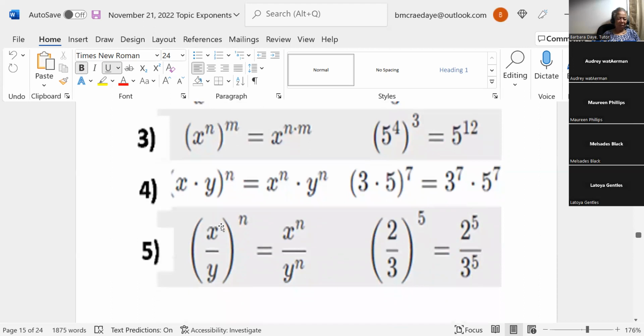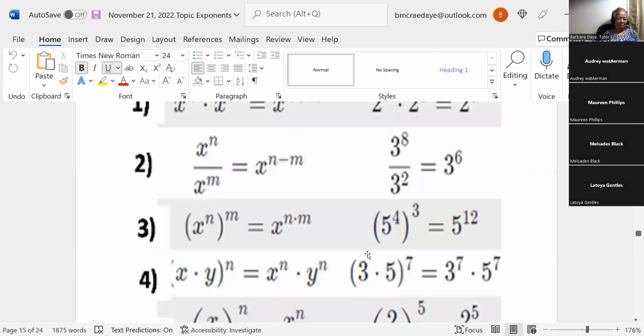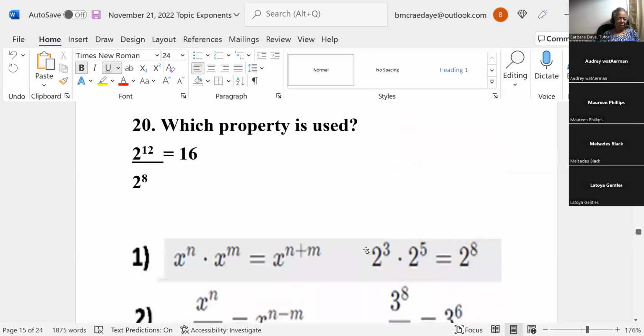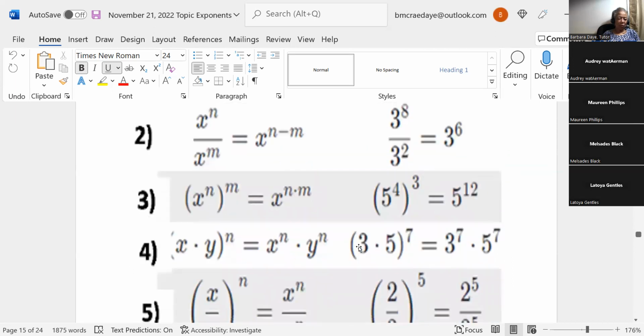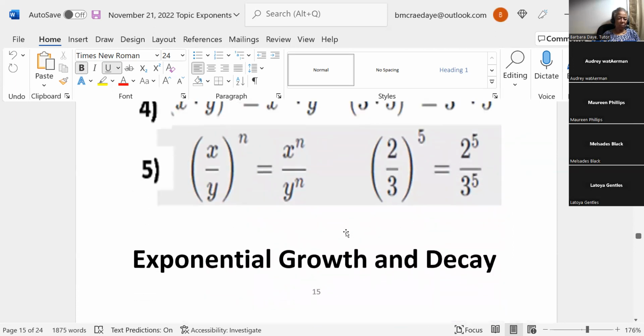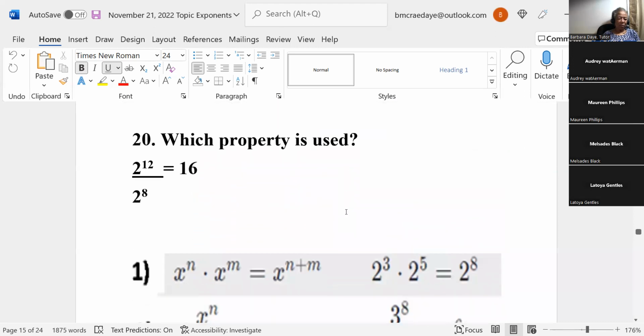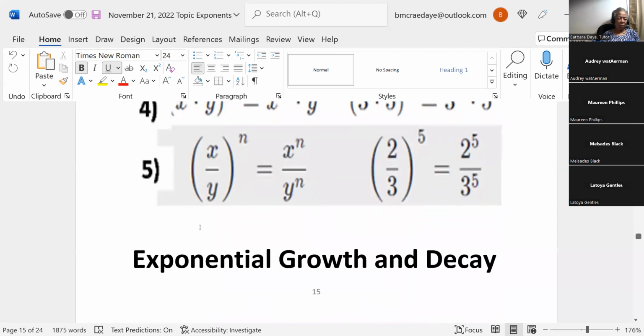No. 5 is quotient to a power, but this is 2. It is, right? 2. That's correct. Same base to a power divided by. Okay, so it would have to be 2, right? So property would be, it says which property? Property 2. So answer 2.